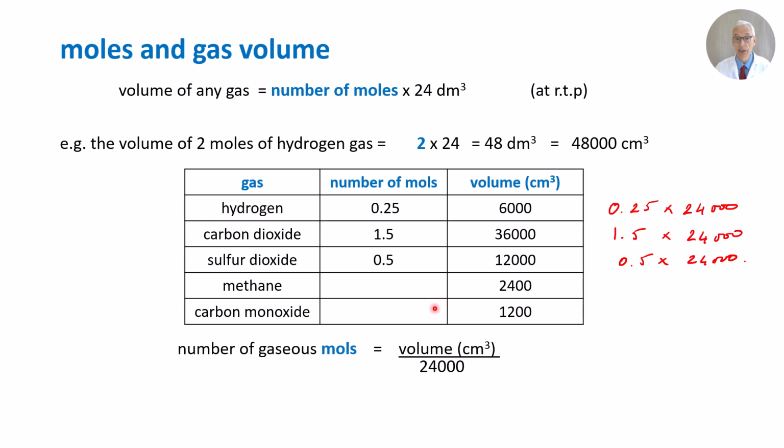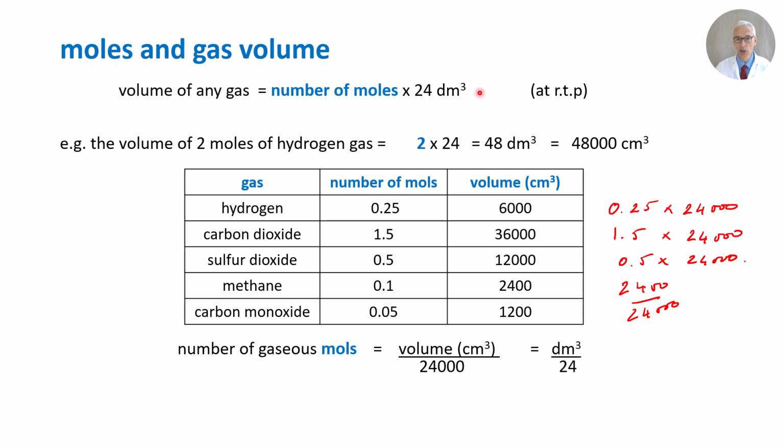Here's the answer: 0.1. That's simply 2,400 divided by 24,000. And similarly, 1,200 divided by 24,000 is 0.05 moles. So from the volume of a gas, we can calculate the numbers of moles. From the numbers of moles, we can calculate the volume of gas.